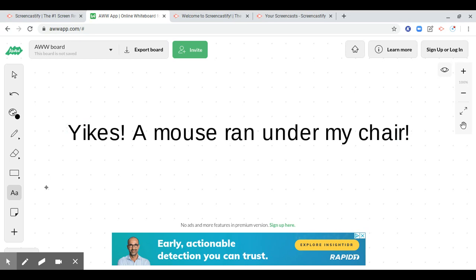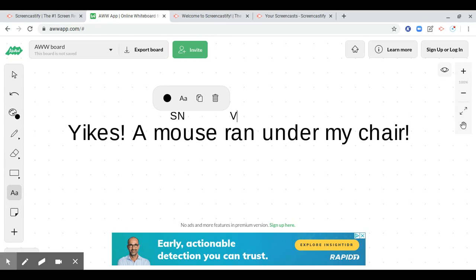So we need to label mouse SN for subject noun. What did the mouse do? What is the action? Ran. So ran must be the verb. So we're going to label that V. Now we can go back to the beginning and label the rest of the sentence.